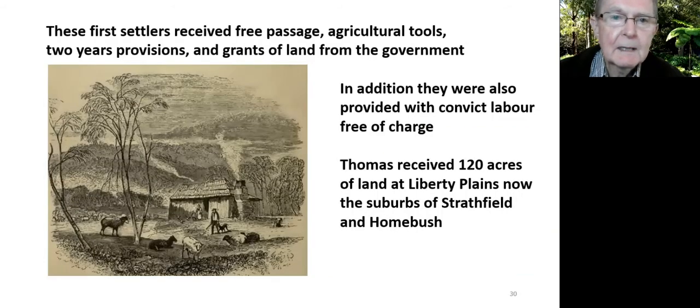These first free settlers were given a free passage, agricultural tools, 2 years' provisions and grants of land from the government. In addition, they were provided with convict labour free of charge. Thomas received 120 acres of land at a place that he named Liberty Plains, which is now in the suburbs of Strathfield and Homebush.